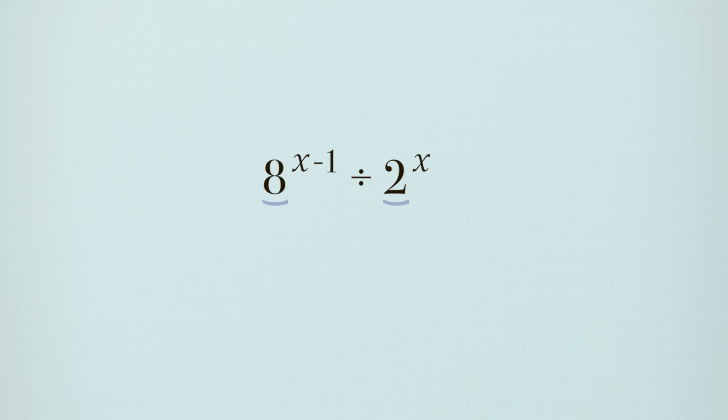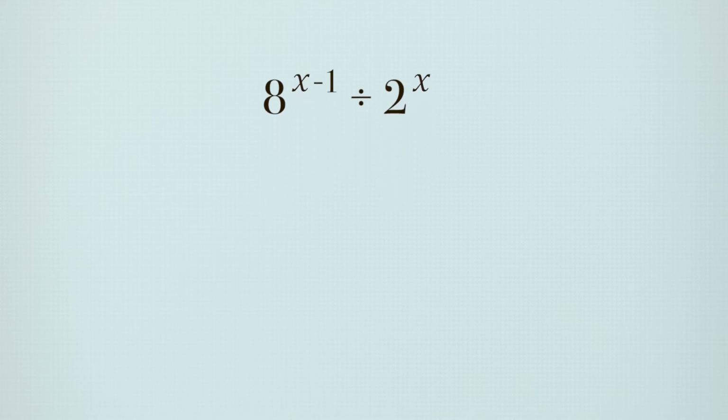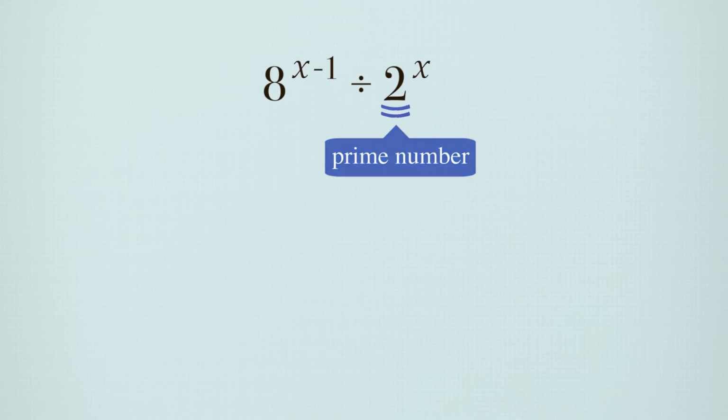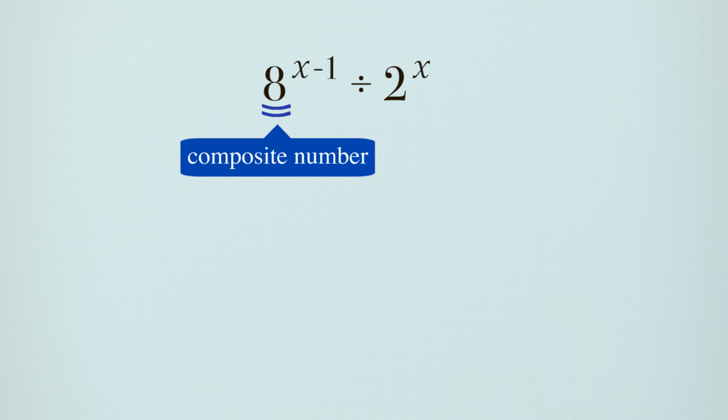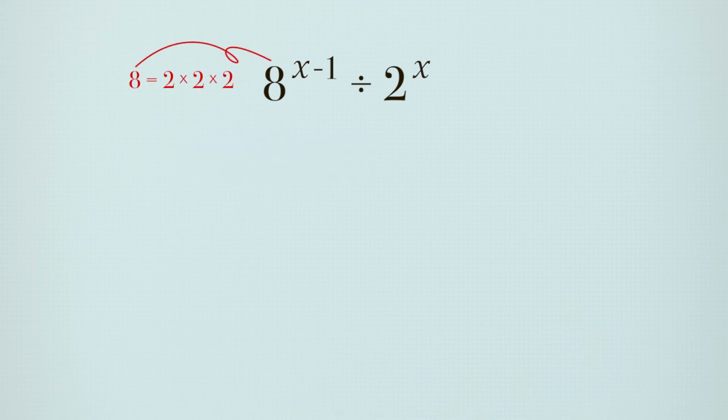How about an expression like this? We can see that both the bases and indices are different. How can we simplify it? We know 2 is a prime number and 8 is a composite number. By now you should know that 8 is 2 times 2 times 2 when expressed as a product of prime factors. So we can write 8 as a power of 2, which is 2 cubed.